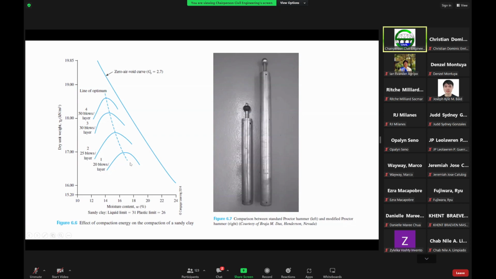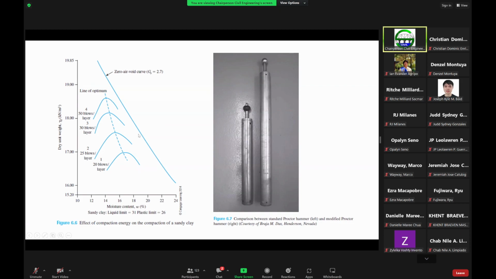We see here that for different compaction efforts, by varying the number of blows, for example, for curve one, you did 20 blows per layer. For curve two, you did 25 blows per layer. Then on curve three, you do 30 blows per layer. Then on curve four, you do 50 blows per layer.